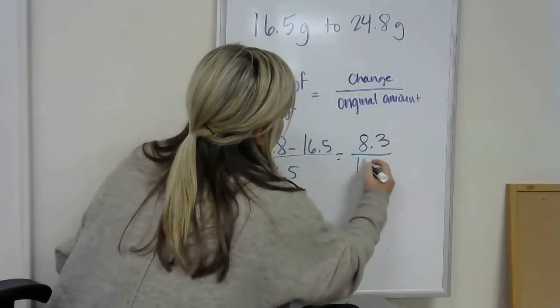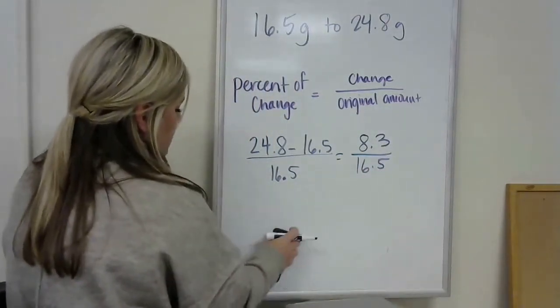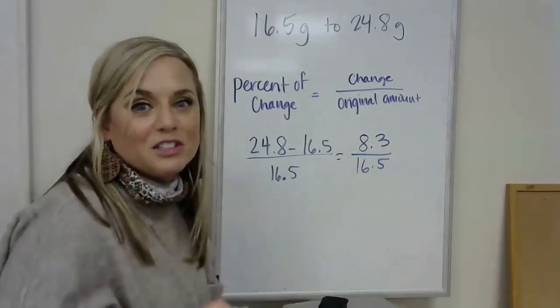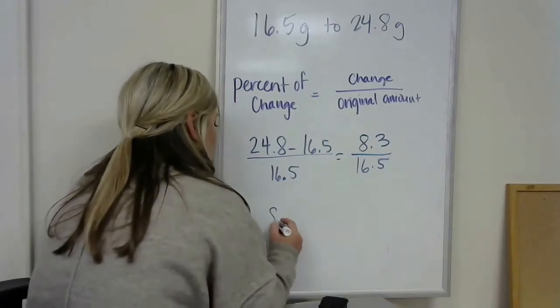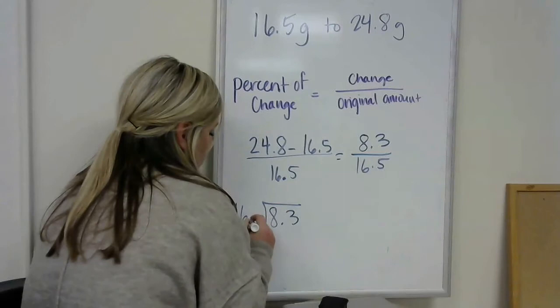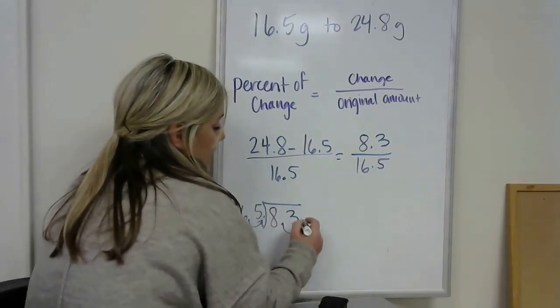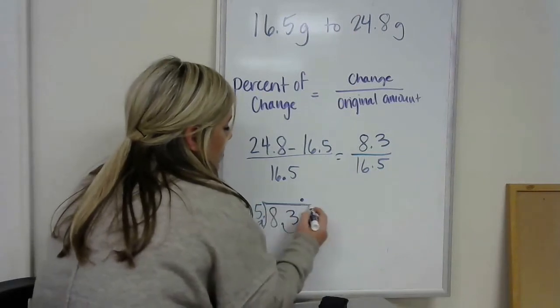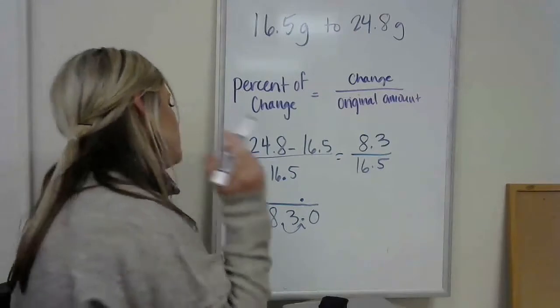8.3 over 16.5. I've got to divide these decimals. Wouldn't it be nice if you guys could use a calculator right now? I'm going to TIBO this. I've got to move my decimal in one place. And if I do it on the outside, I've got to do it on the inside. Most of you should know how to divide by decimals.